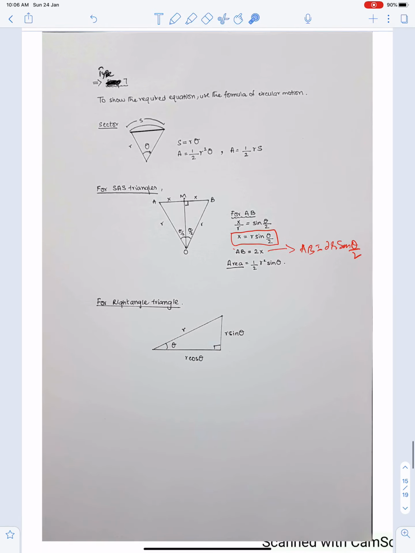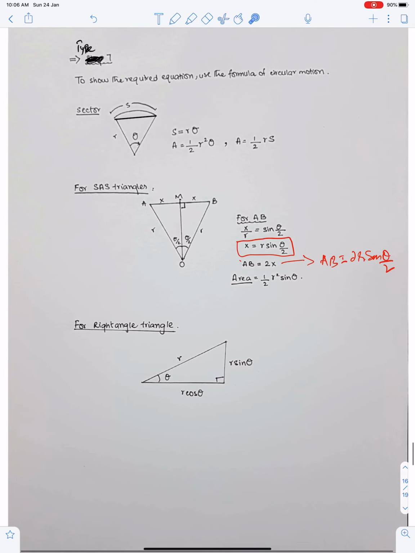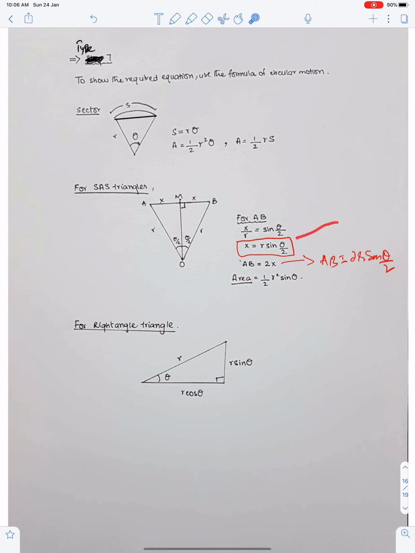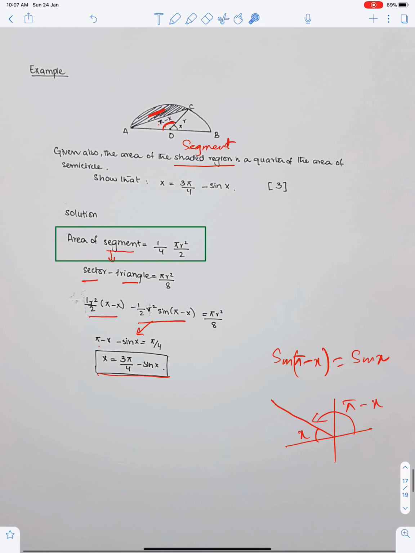And this is the type 7 question, the circular measure based question. For this type, you must know the formulas of circular measure and the formulas of triangles, right angle triangles, these things. And this is the example of type 7 question. This diagram is given and the information is given.